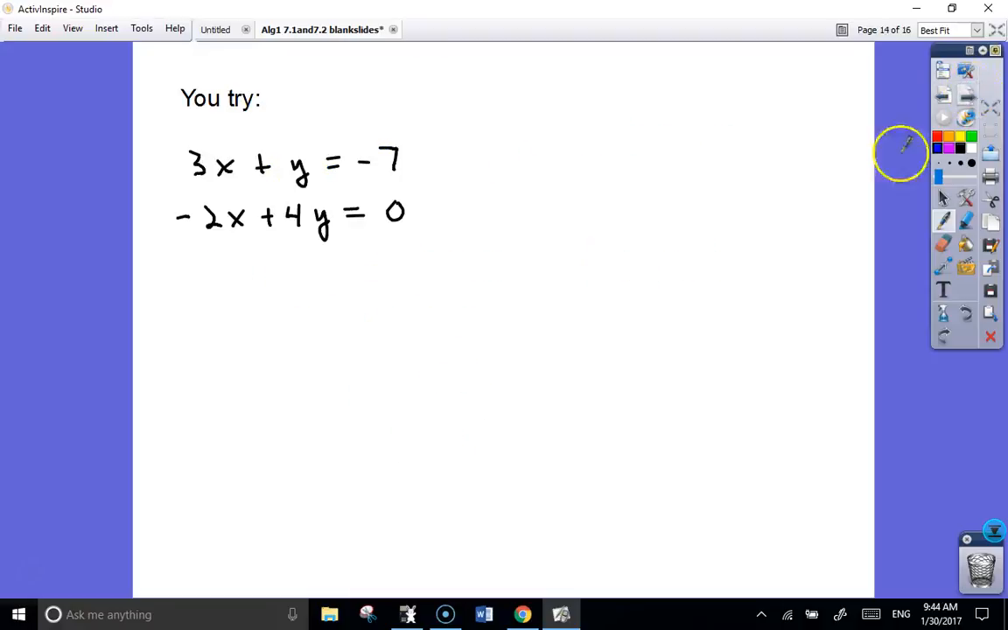Okay, now try this one. This one does not have one that's solved for y. I saw a couple that had the right answer. Which equation should I have solved for which variable? The first equation for y is probably the best choice. What does that look like when it's solved for y? Right, negative 3x minus 7.